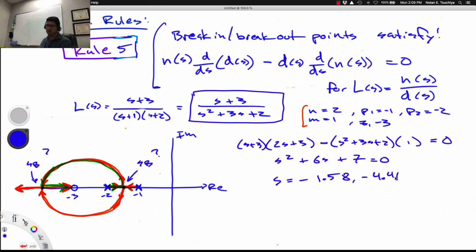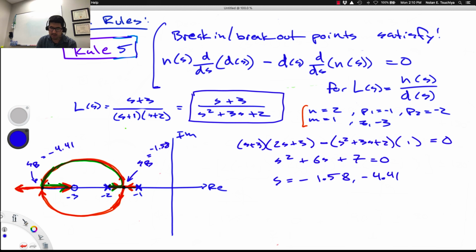Okay, so rule 5 will not tell you which of these two roots is a break-in or break-out point. It's up to you to figure that out. Okay, but if you look at your root locus up till this point, it's pretty clear that minus 1.58 occurs between negative 1 and negative 2. So that's got to be the breakout point. And at negative 4.41, that's to the left of negative 3. So that's got to be the break-in point. Okay, so we've got a very clear, complete picture of what this root locus plot looks like.